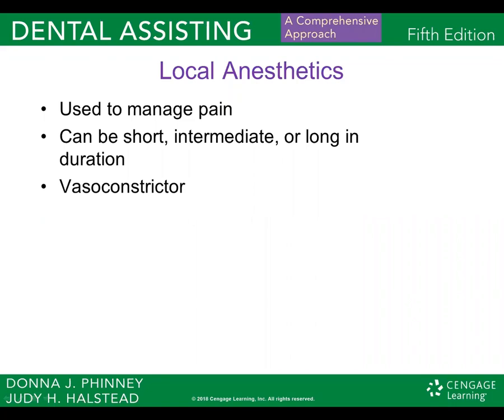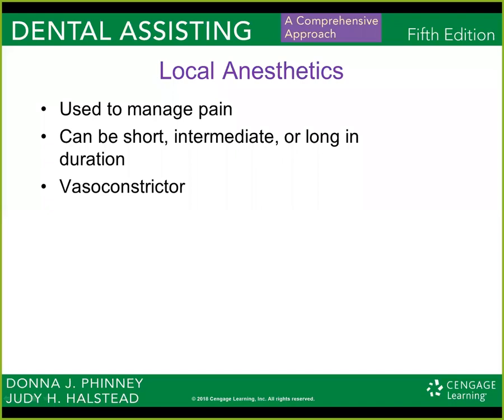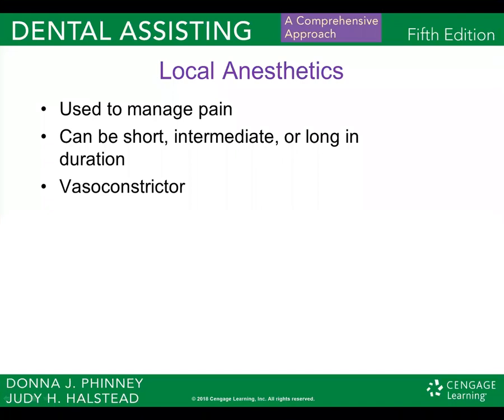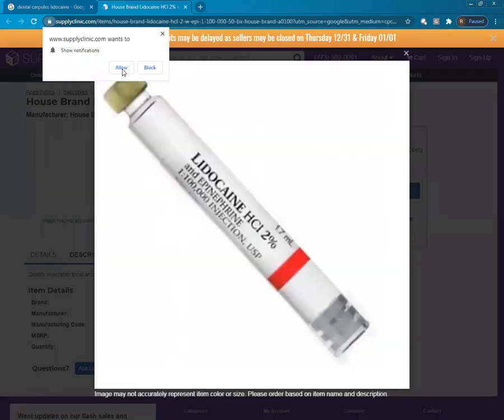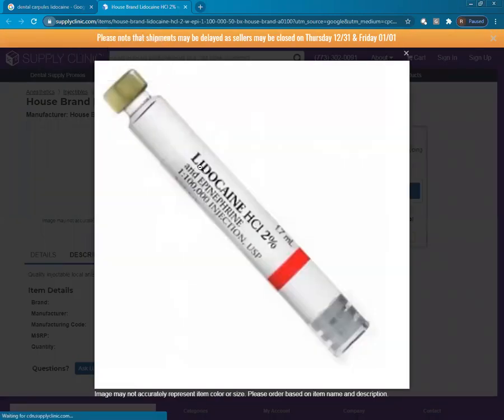Epinephrine is the most commonly used vasoconstrictor that we use. So you will see on some of the carpules, let me see if I can find a picture real quick. All right. You can see in this picture, it says here lidocaine HCl 2%, and then it says and epinephrine. And so it's going to show here that epinephrine is the vasoconstrictor portion of it.